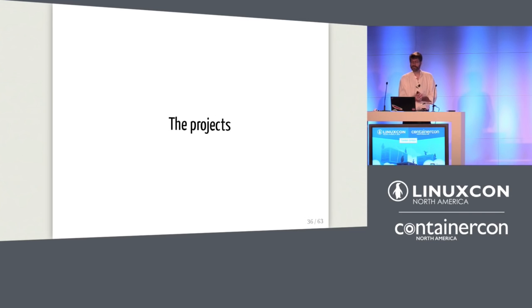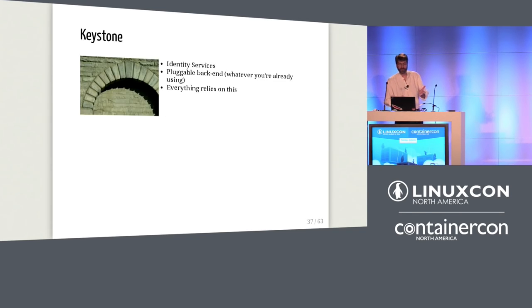Now, a little bit about the projects that are part of OpenStack. I am not going to talk about all of them because that would take all day. But I'm going to talk about the most important ones. So the first one of these is Keystone. Keystone is the identity services, in other words, the authentication piece of OpenStack. And the folks in the Keystone project are really cool to talk to because they are so adamant that things just work. And this is because if anything breaks in Keystone, everything breaks.